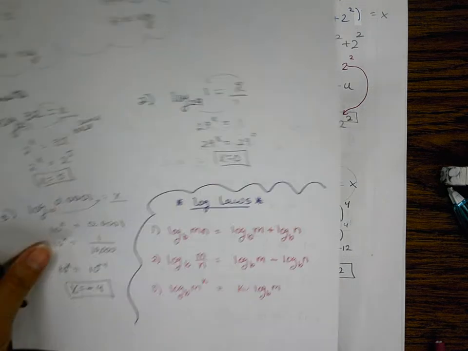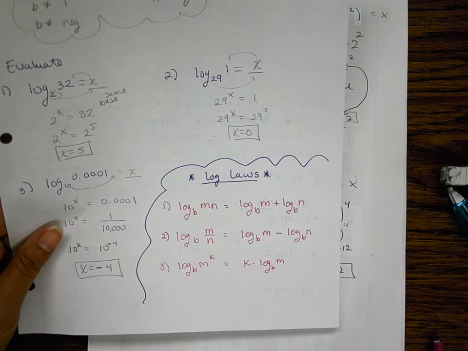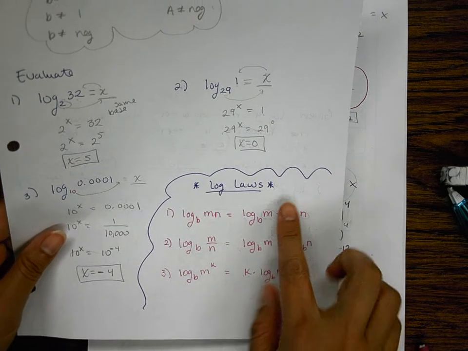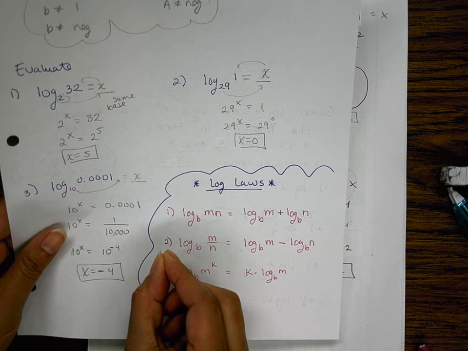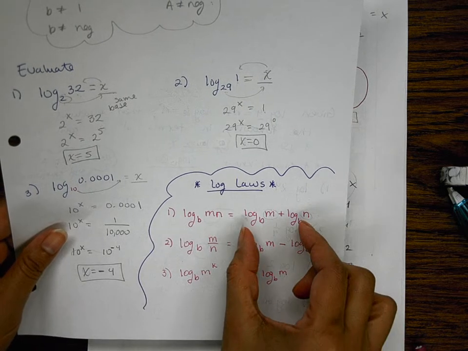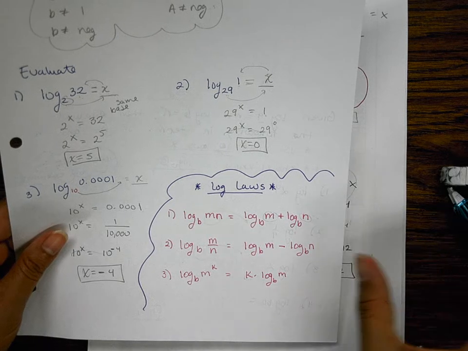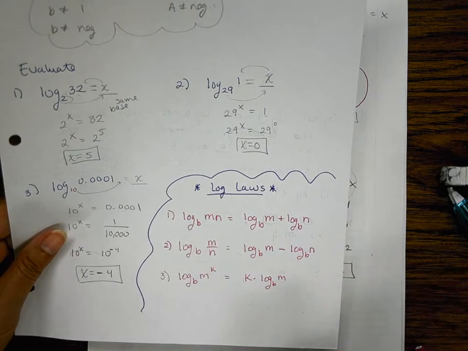This is where you're going to be using your log laws to condense. They're going to write it like this in expanded form, and you're going to condense it down to a single log. So you're going to go from a double or a triple or quadruple log and condense it down to a single log every time.